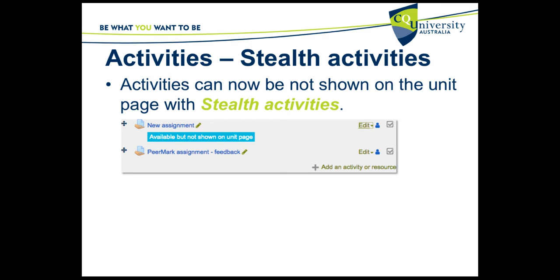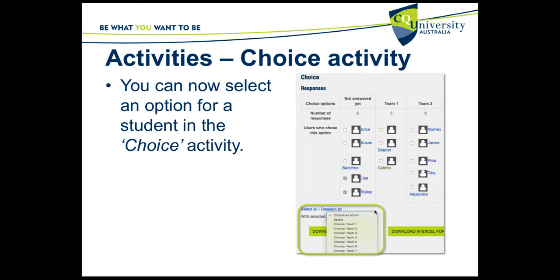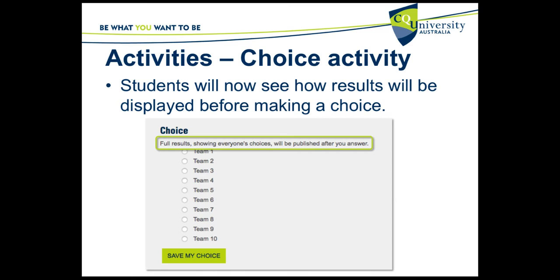Activities can now be not shown on the unit page with stealth activities. In the Edit menu, you can choose Make Available but Not Shown for a hidden item and link to the item elsewhere. You can now select an option for a student in the Choice activity, and students will now see how the results will be displayed before making a choice.